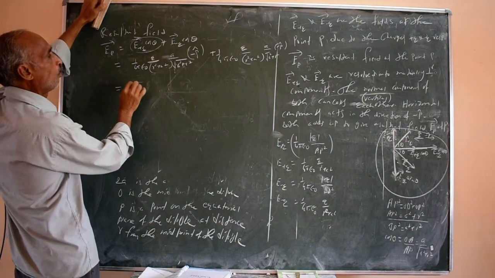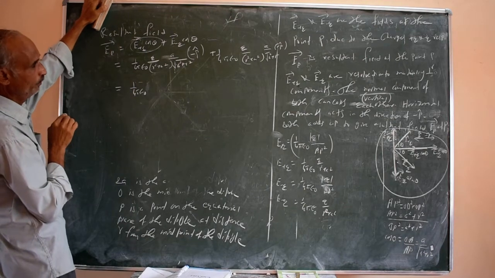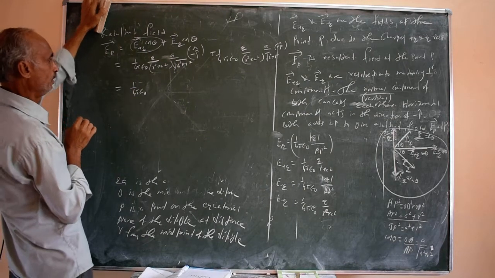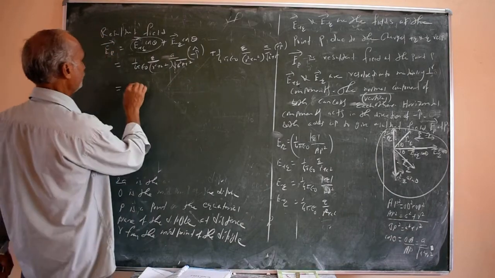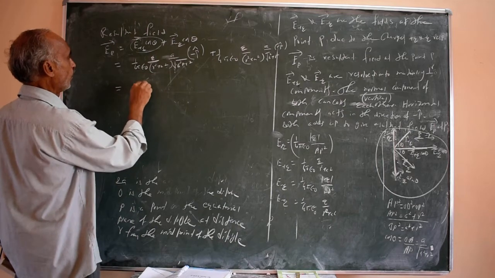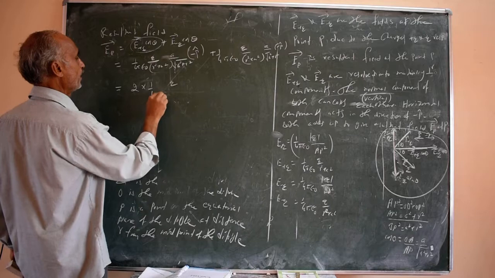Now it is 1 upon 4 pi epsilon naught, which is common. Everything is common. The same quantity is added twice, therefore it is 2 times 1 upon 4 pi epsilon naught. So, a little bit of complicated derivation.